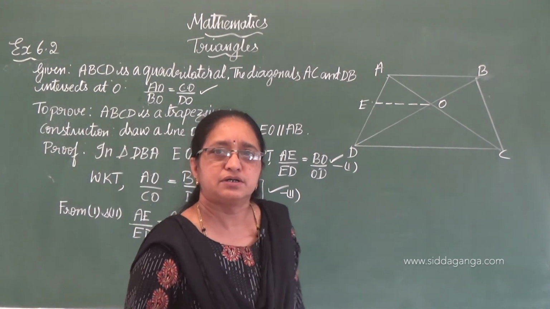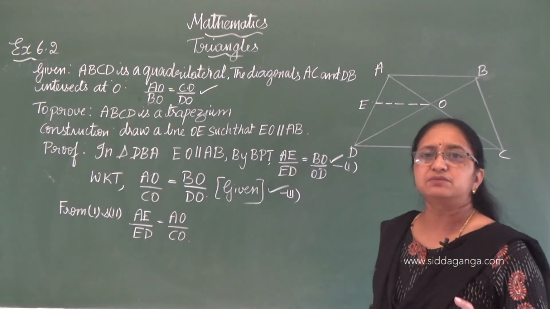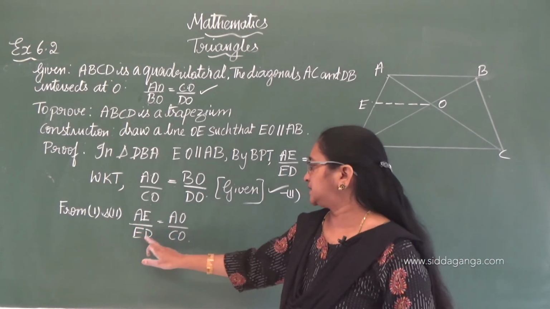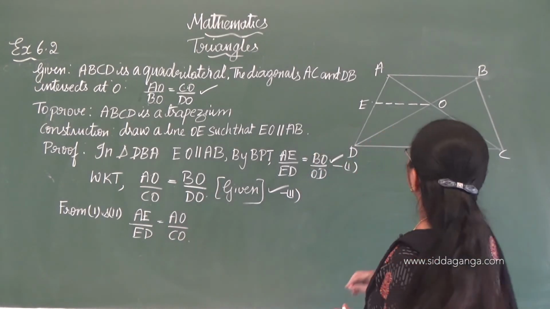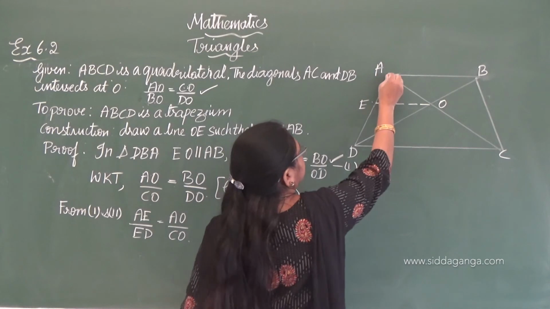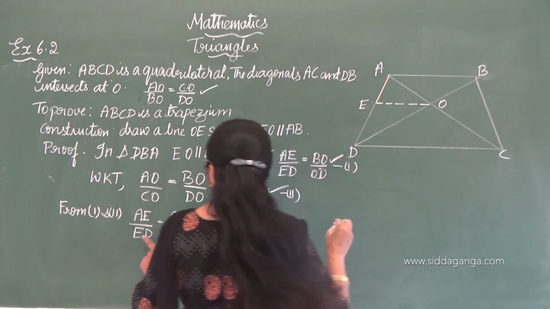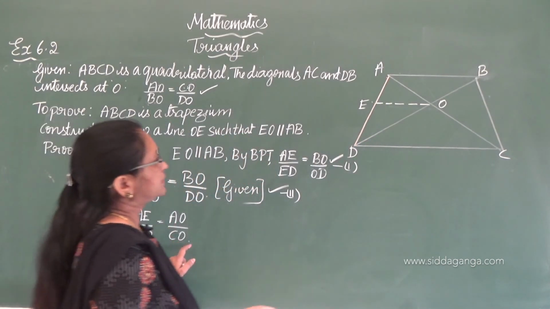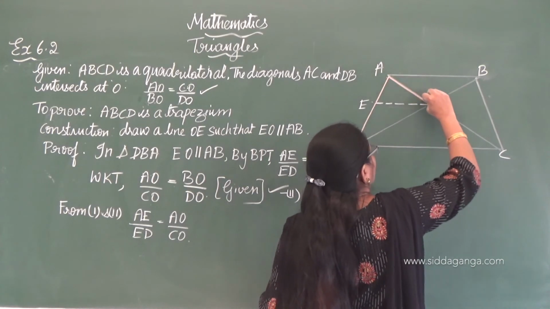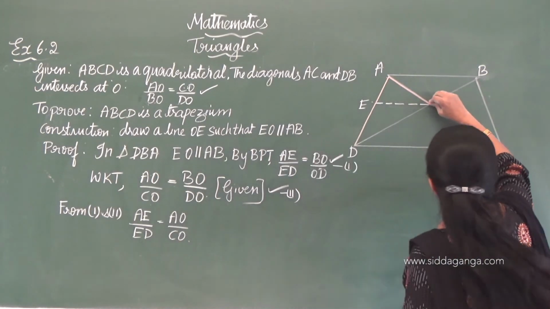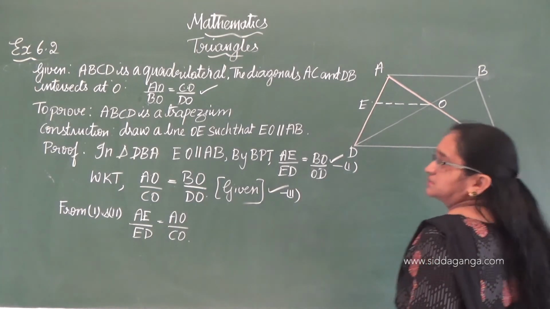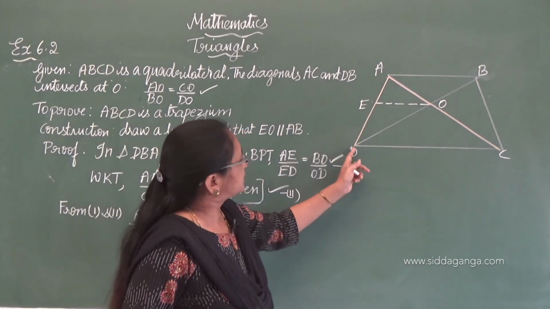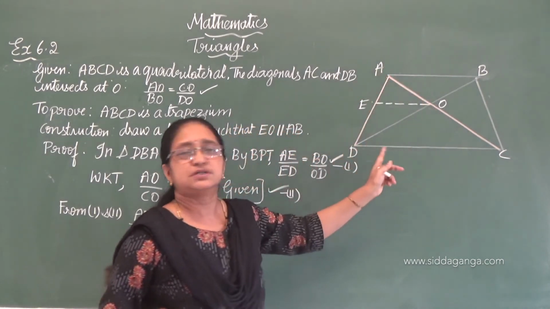Now, it's our last part, but it is very, very important. Please observe this. This is clear, no? AE by ED is equal to AO by CO. Now, observe here carefully. AE by ED is equal to AO by CO, CO means OC. See here. Very interesting, isn't it? So you got one more triangle here, ADC. Observe ADC.